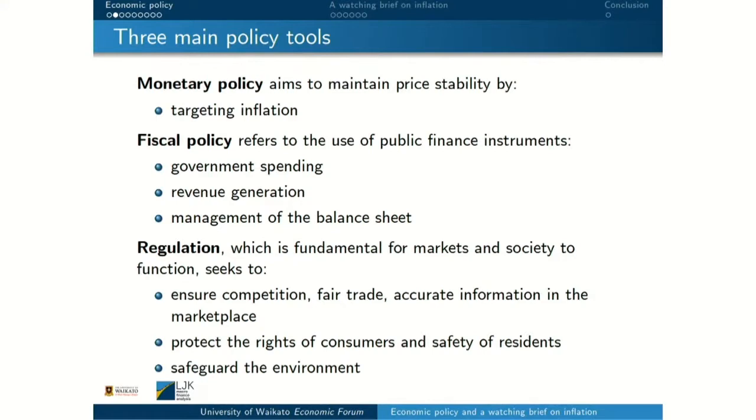There are three main policy tools. The first tool for supporting well-being and increases in living standards is monetary policy aimed at price stability.